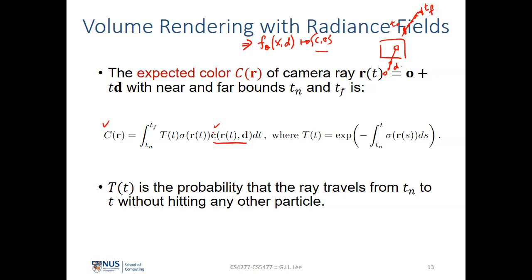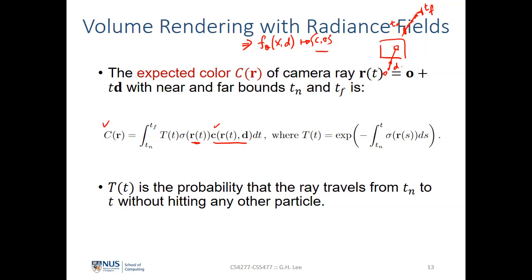So this term here would be just the color at one point. And then the second term here would be this sigma here. It would be the volume density. And this volume density means that, because we are looking at one point, which is r(t) here, it's actually the probability that you are hitting a particle at that particular point, okay? Which can also be thought of as how occupied this particular point is in 3D space.